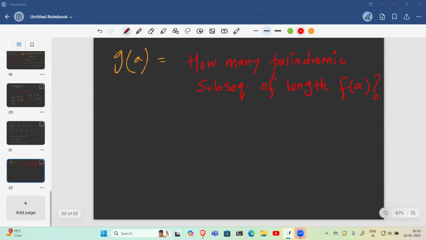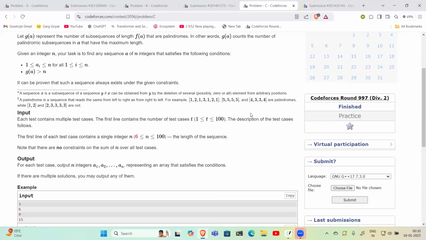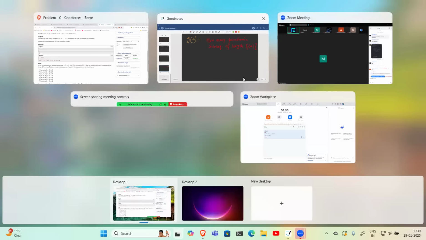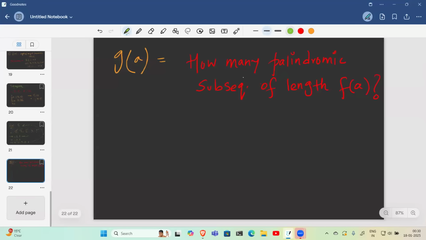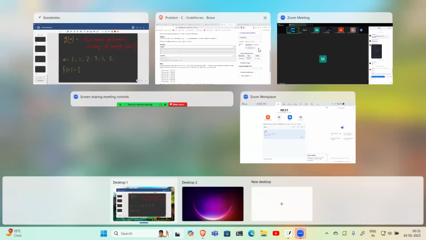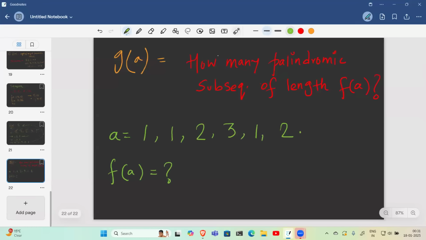So for example, let us take some test case and try to understand: 1, 1, 2, 3, 1, 2. This looks good. So let's take this example 1, 1, 2, 3, 1, 2. Can someone tell me what is the value of f of a for this? Suppose this is a, then what is the value of f of a? Correct, 3. Because I can see a palindromic subsequence of say 1, 1, 1, but I cannot see a larger palindromic subsequence. You can never find a palindromic subsequence of size larger than 3 in this case. So the value of f of a is 3.